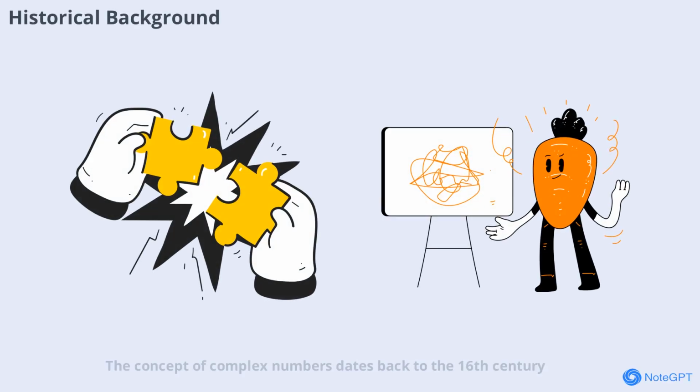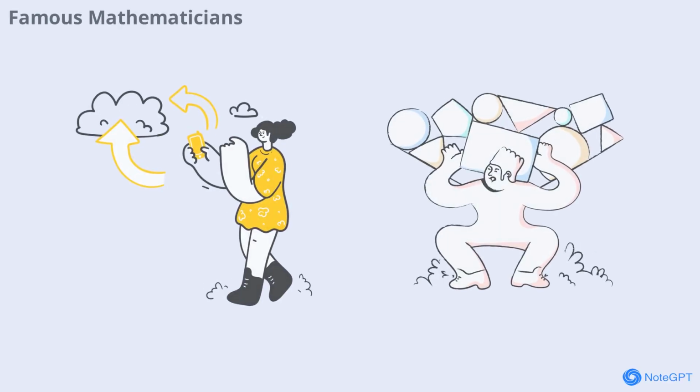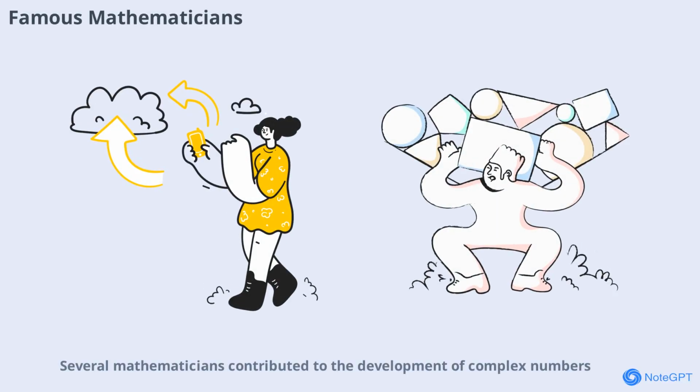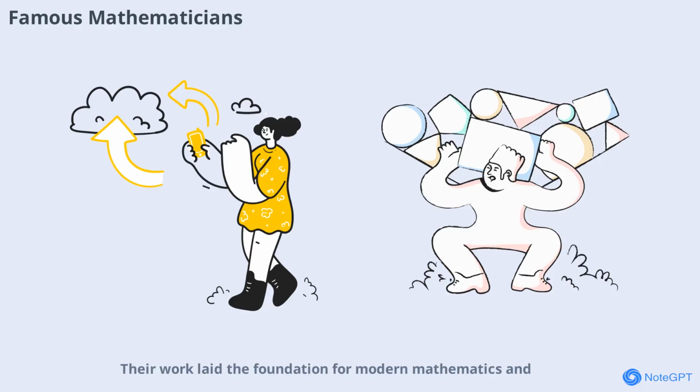The concept of complex numbers dates back to the 16th century, when mathematicians encountered equations with no real solutions. Over time, the idea of imaginary numbers was developed and eventually accepted as a legitimate part of mathematics. Today, complex numbers are a fundamental tool in many scientific fields. Several mathematicians contributed to the development of complex numbers, including Rafael Bombelli, Carl Friedrich Gauss, and Leonhard Euler. Their work laid the foundation for modern mathematics and opened the door to countless discoveries in science and engineering.